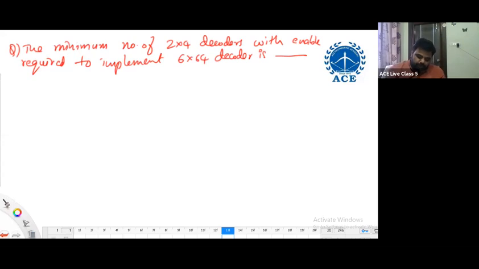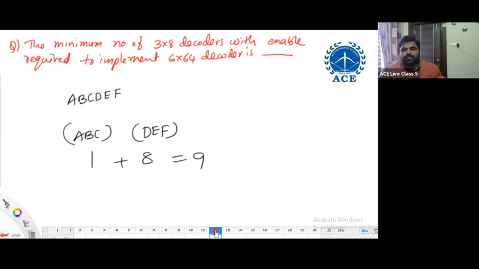Total number of inputs is 6, using 3 to 8 decoders. In the end stage, how many 3 to 8 decoders are required? 8 number of 3 to 8 decoders. Any questions in that? In the end stage, we need 8 number of 3 to 8 decoders because 8 times 8 is 64 outputs. Yes, 8 number of 3 to 8 decoders in the end stage.